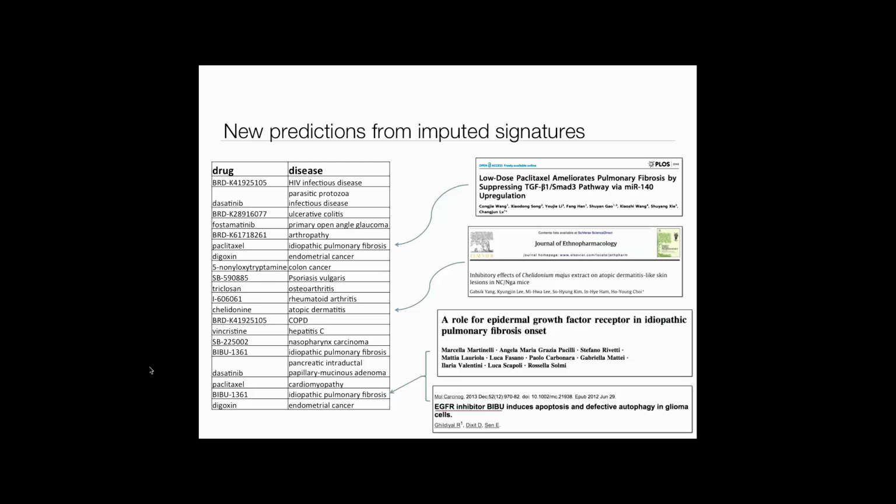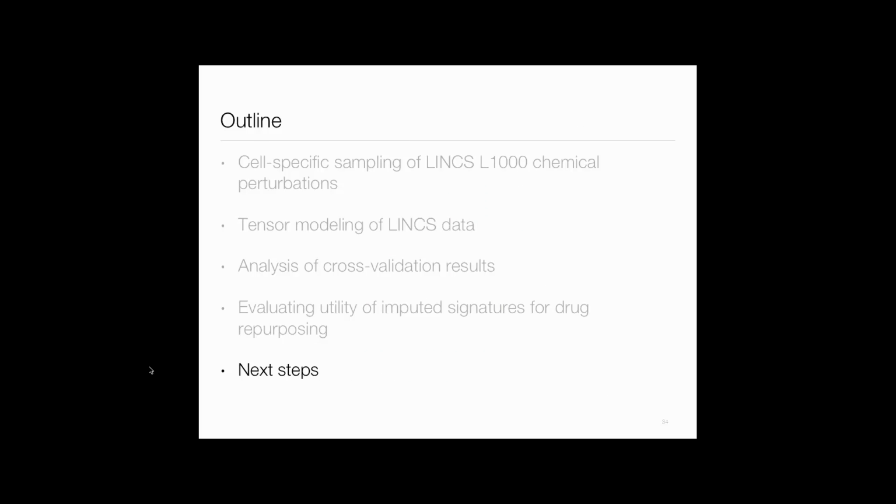So it looks like these imputed signatures are actually doing something reasonable and might really be useful for downstream analyses such as drug repurposing. Okay, and then finally I just want to talk about some next steps for this work.